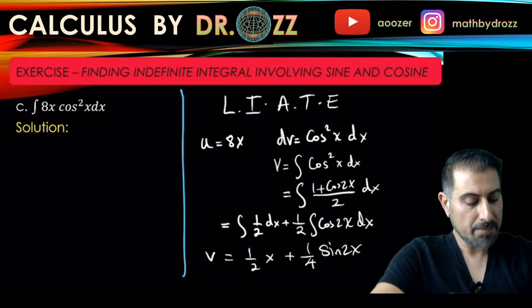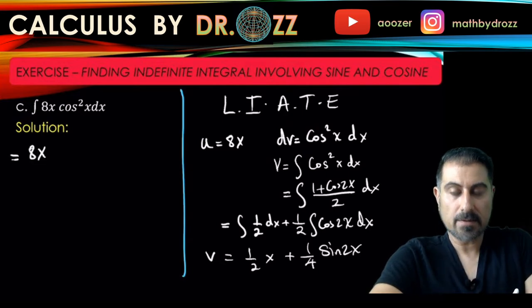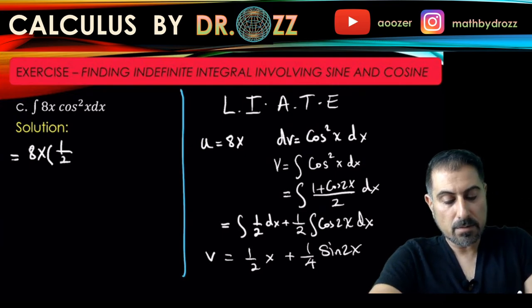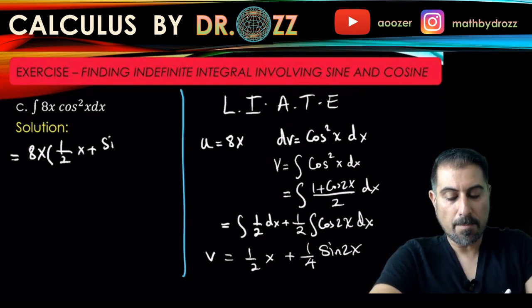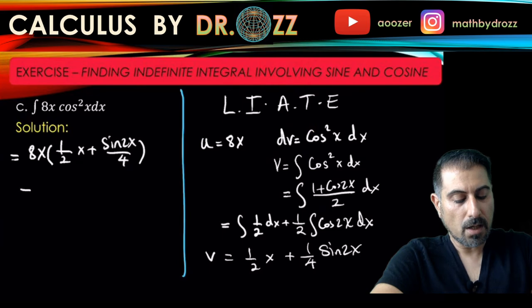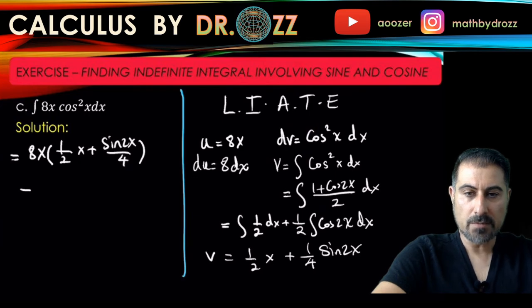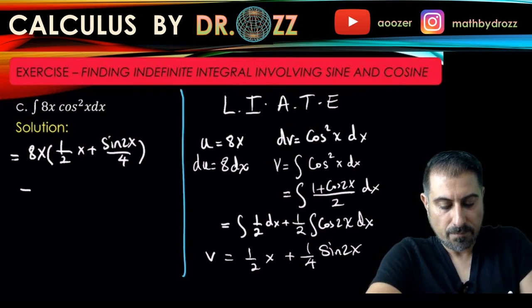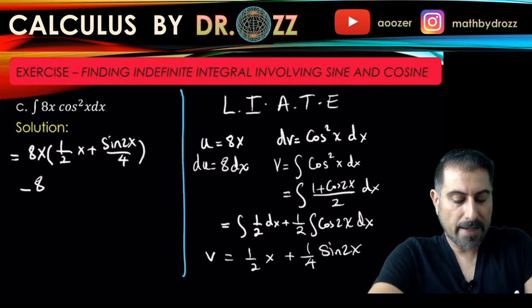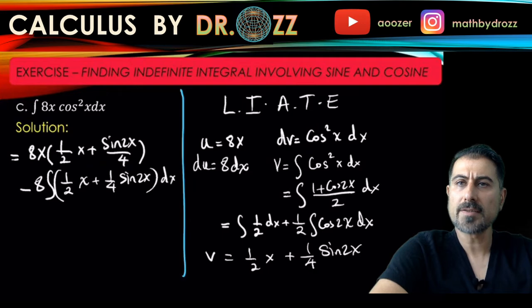Here we go. So now I'm applying it, u times v: 8x times (1/2 x plus sine 2x divided by 4), minus the integral of v times du. Now what was du, by the way? du equals 8 dx. I forgot to put that side step over there. So v times du is going to be 8 times (1/2 x plus 1/4 sine 2x) dx. All right, so I need to take care of this integral right now.